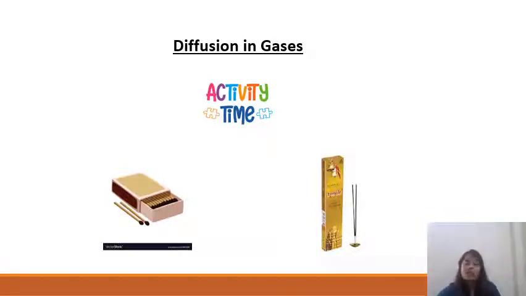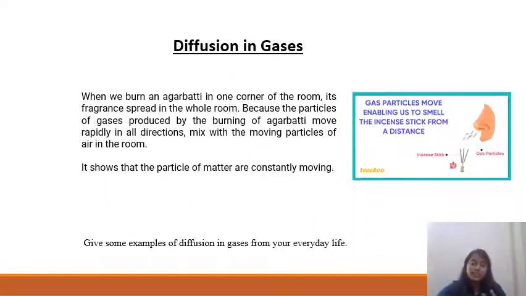First one is a matchbox and the second one is an agarbatti. Okay. What happens? Suppose I just light this agarbatti with the help of this matchbox. What happens? Yes, just tell me. Fumes are coming out from the agarbatti. Is it so? Yes. So fumes are coming out. So basically that means diffusion in gases.